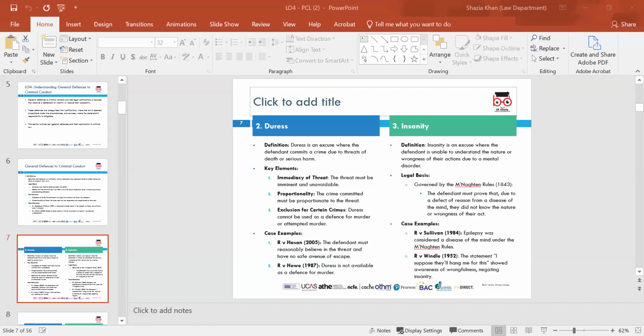Examples of that are when someone is forced to commit a crime due to threats from another, or when someone is forced to enter into a contract due to illegitimate pressure. So there are different elements you could consider.